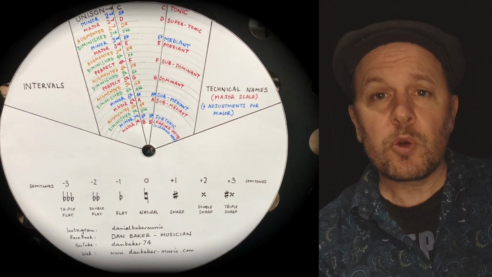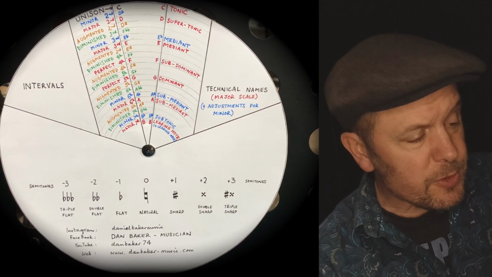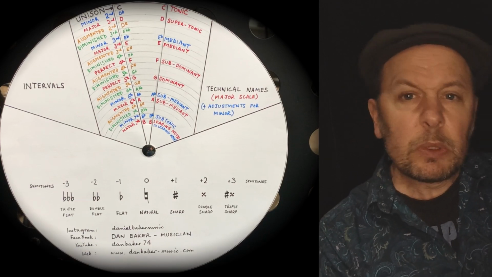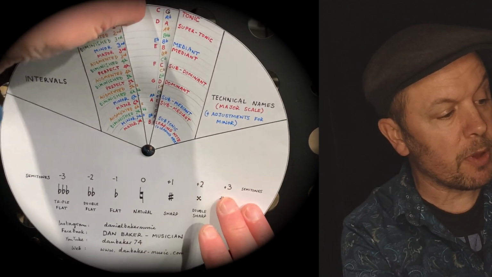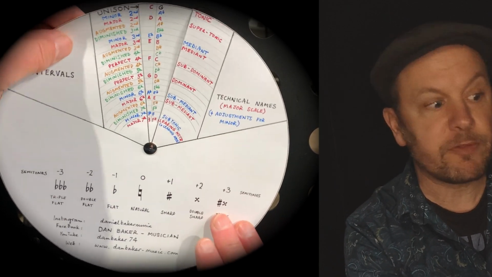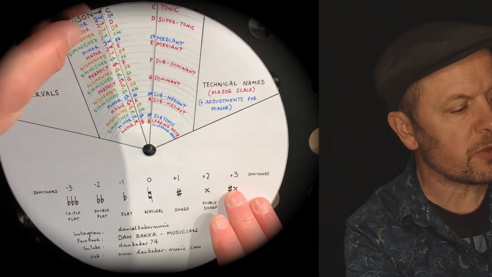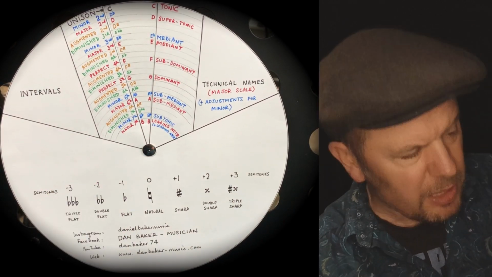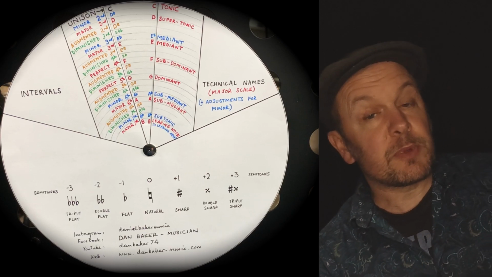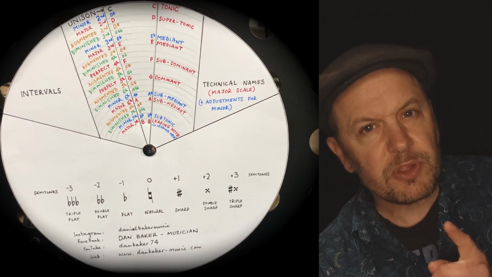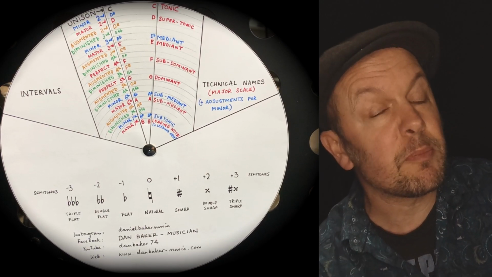Here then is my musical wheel for intervals and technical names, and as you can see there's quite a lot of writing on here. Now this is once again two circles. You can move the top one with respect to the bottom one to get all of your keys and all of your starting notes. So looking at intervals first, an interval is a way of describing the distance between two notes. Not just in pitch, but also as they appear on the page.